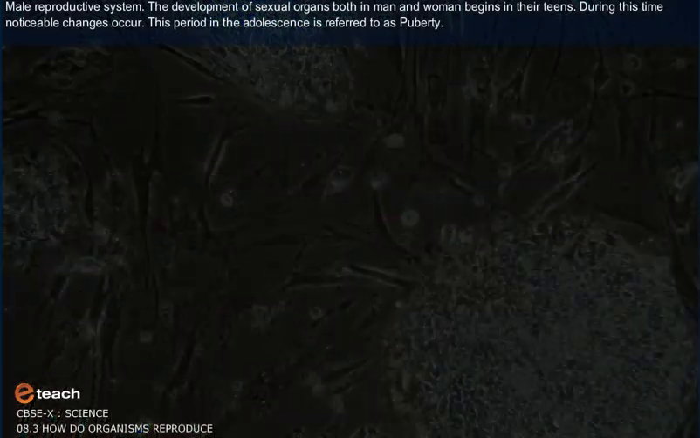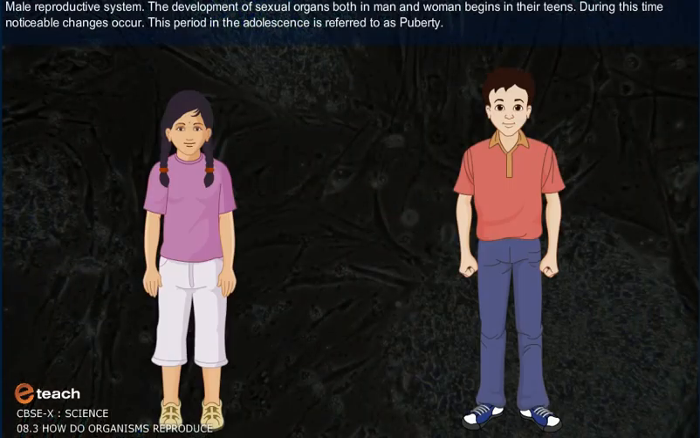Male reproductive system. The development of the sexual organs, both in man and woman, begins in their teens. During this time, noticeable changes occur. This period in adolescence is referred to as puberty.